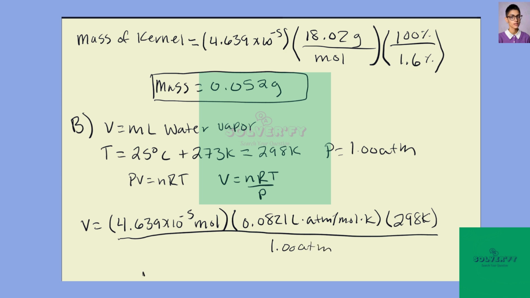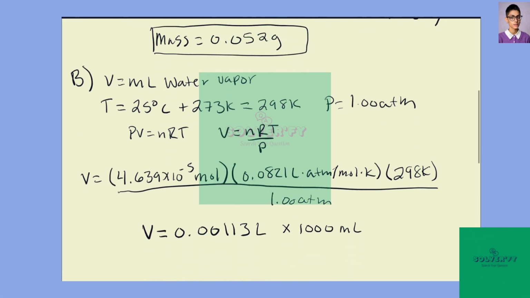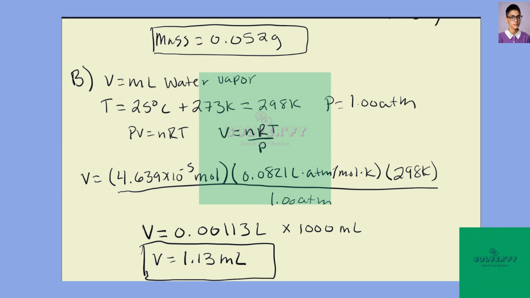Alright, so when we calculate this out, our volume of water vapor is going to be 0.00113 liters. And then they want this in milliliters, so we're just going to times it by 1,000 milliliters. So our volume in milliliters is going to be 1.13 milliliters. And this is the volume of the water vapor for the second part of this question.